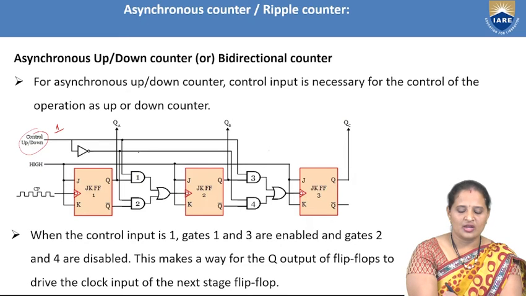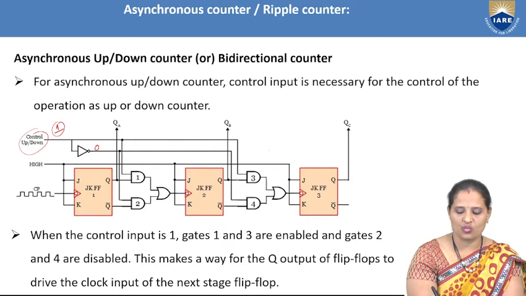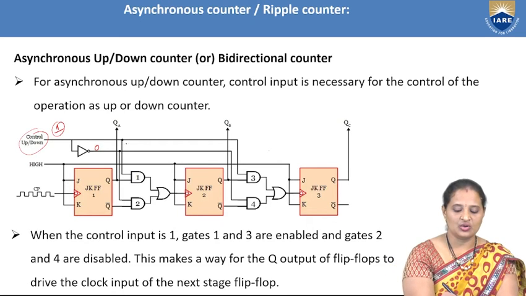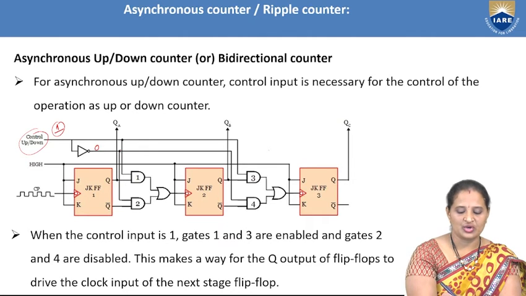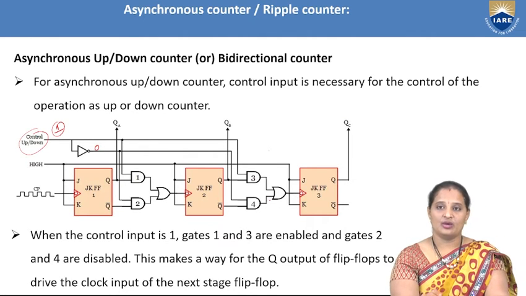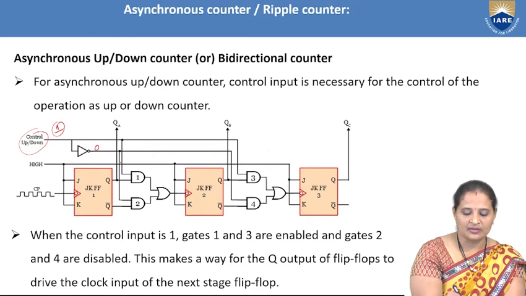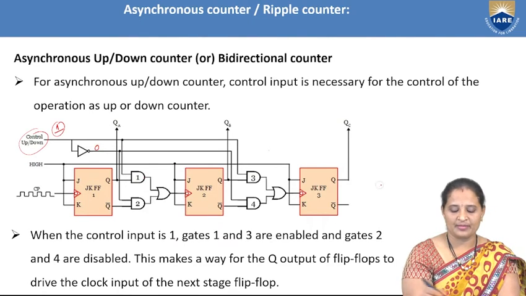Now let us see what happens when the up-down control input is 1. Here this line will be 1, and as it is inverted here, this line will be 0. So the upper line is connected to the odd AND gates, 1 and 3. So the odd AND gates, that is 1 and 3, are enabled, whereas 2 and 4 are disabled. As 1 and 3 are enabled, now what happens?